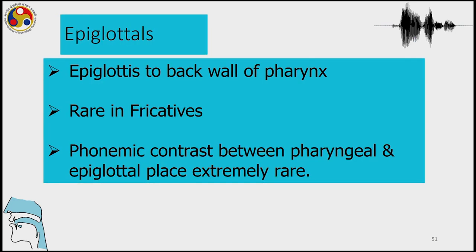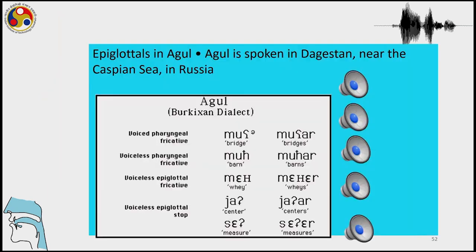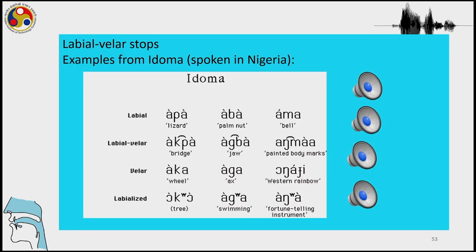Epiglottis. So the epiglottis moves to the back wall of the pharynx. That's how epiglottal sounds are produced. They are very rarely seen in fricatives, and the phonemic contrast between pharyngeal and epiglottal place is known to be extremely rare. And let us listen to a few epiglottals in Idoma, a language spoken in Nigeria.